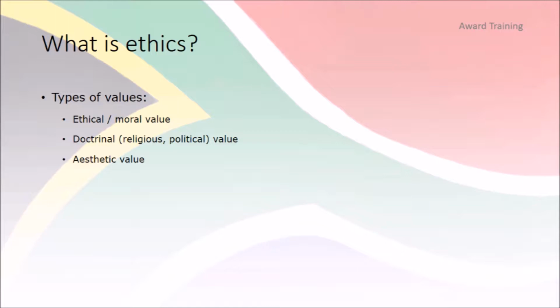These might be political or religious values that an individual might have. One individual may have a certain religious value and another a different type of value. These values are doctrinal values. Aesthetic values are the third type of values we might have with regard to morals and ethics. And these are values that we have aesthetically inherited along the way, such as being kind to one another or being polite. This is an aesthetic value.